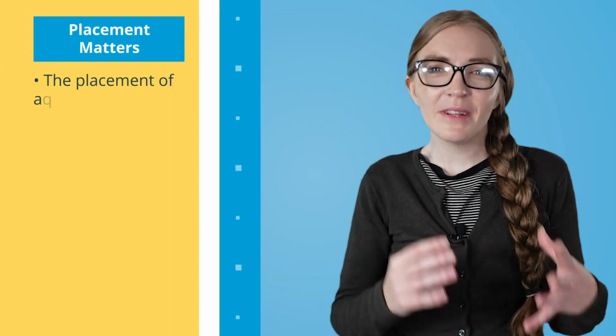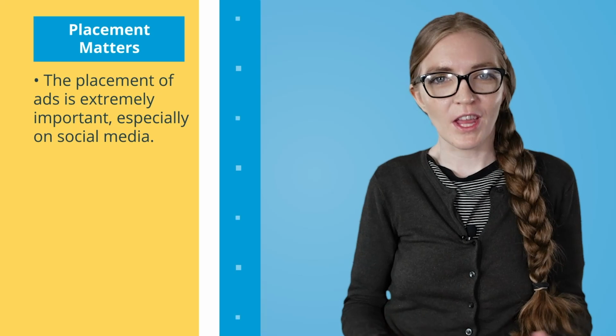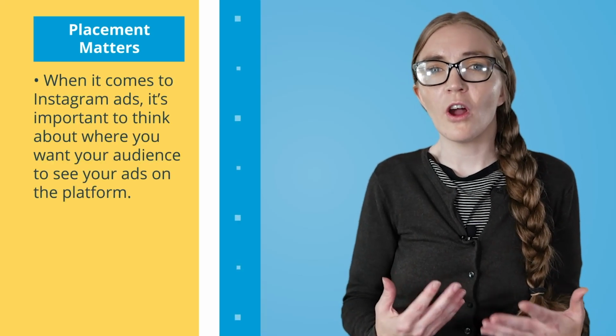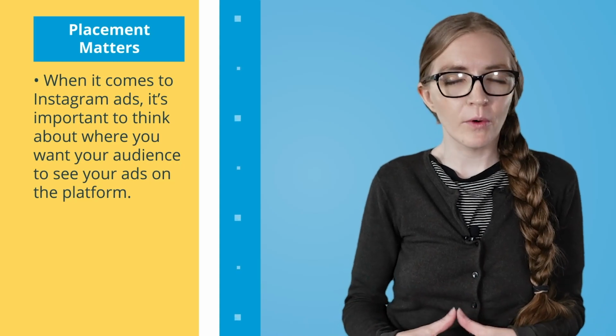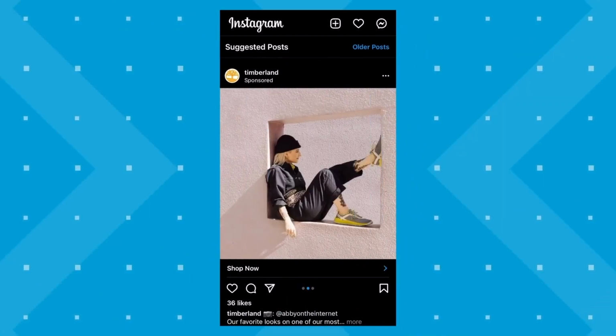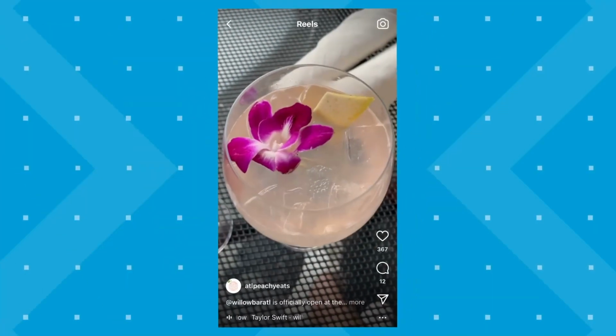Placement matters. The placement of ads is extremely important, especially on social media. When it comes to Instagram ads, it's important to think about where you want your audience to see your ad on the platform. There are a number of places that your ad can show on Instagram. You could be in feed, in stories, you can do video, image, or carousel ads. There's also IGTV and Reels, though you don't have to pay to create these.